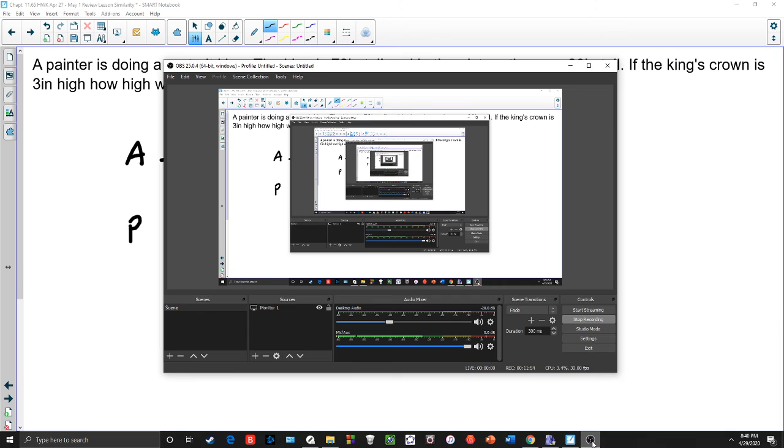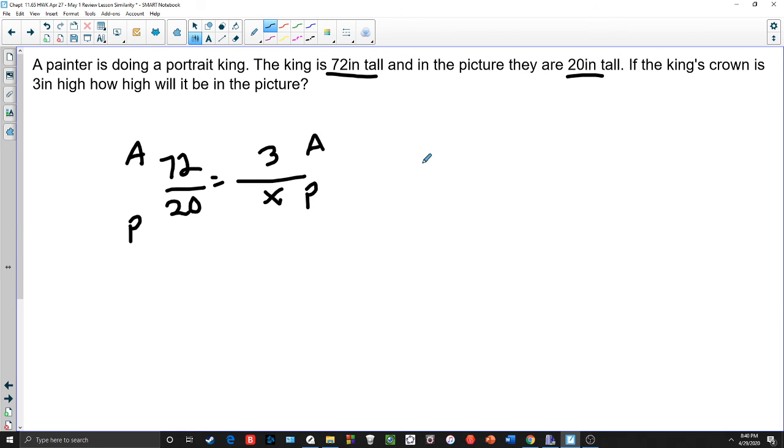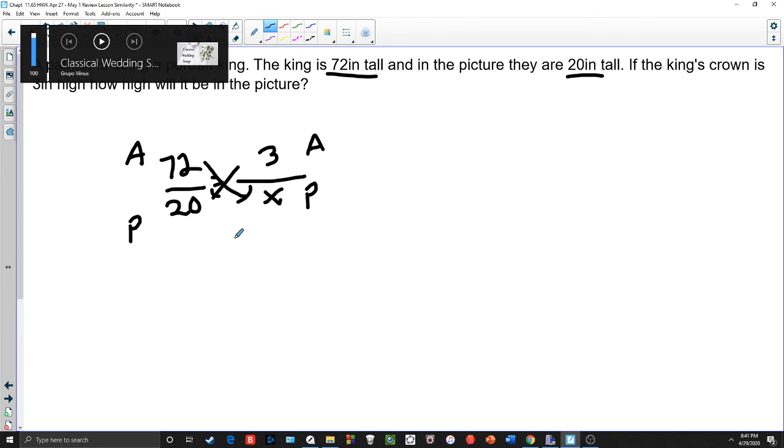Make sure I do my mic check here. Still going? Okay, good. So that means I'm going to have to cross multiply. Okay, again, I always worry about my mic cutting out, so I have to make sure to keep checking it.